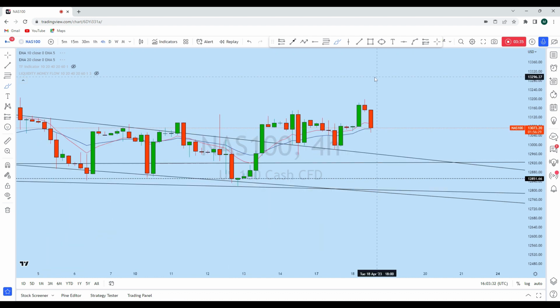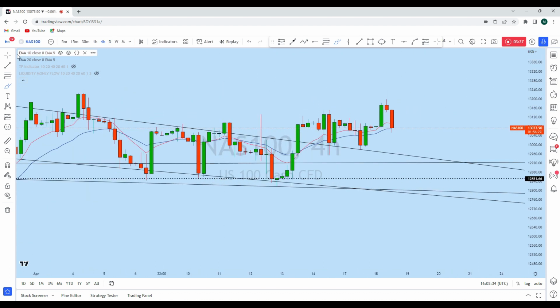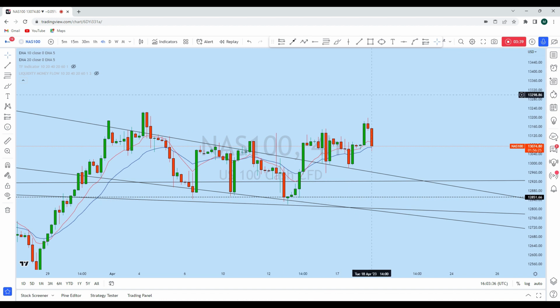If we look at a further lower time frame on the intraday, we see that Nasdaq, with this impulse to the upside, has gone up and consolidated. There has been another impulse. Now the price is again breaking to the downside.